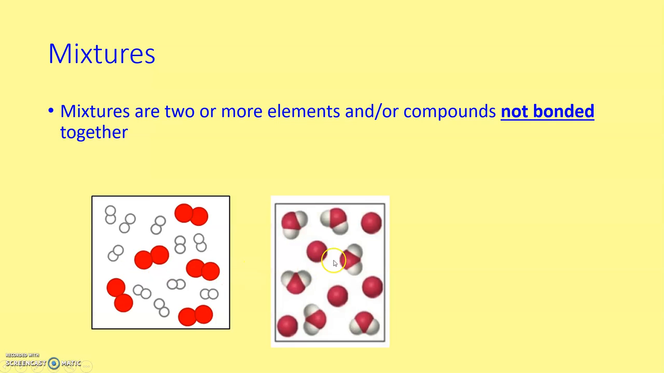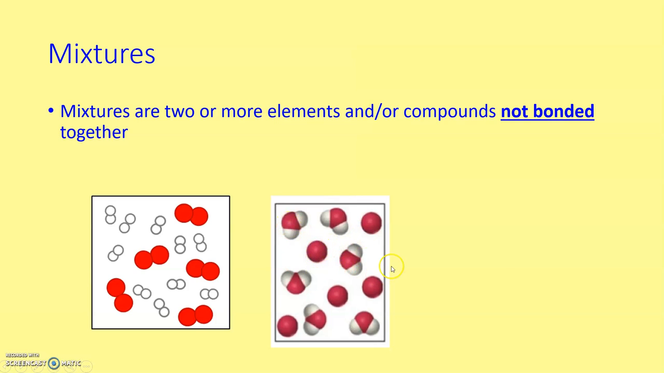The second example is a mixture of a compound and an element. So we've got a compound here of water, H2O, hydrogen there and the oxygen, and this one could just be a nitrogen atom, so a different element. As they are not bonded together, there is space in between them, it is a mixture of an element and a compound.